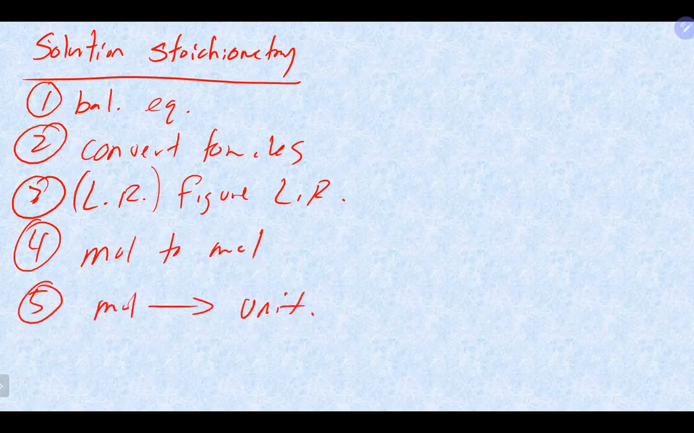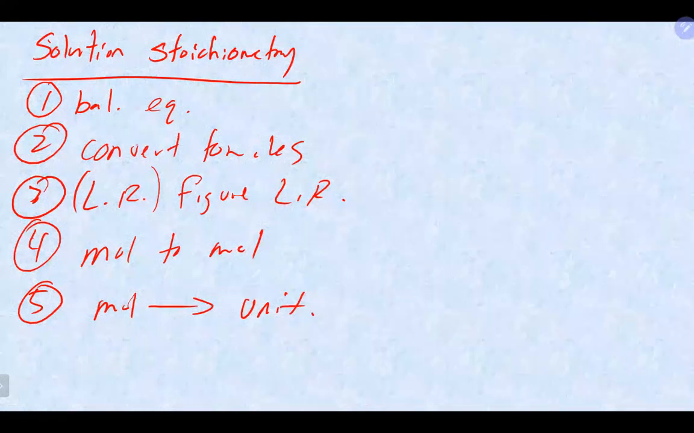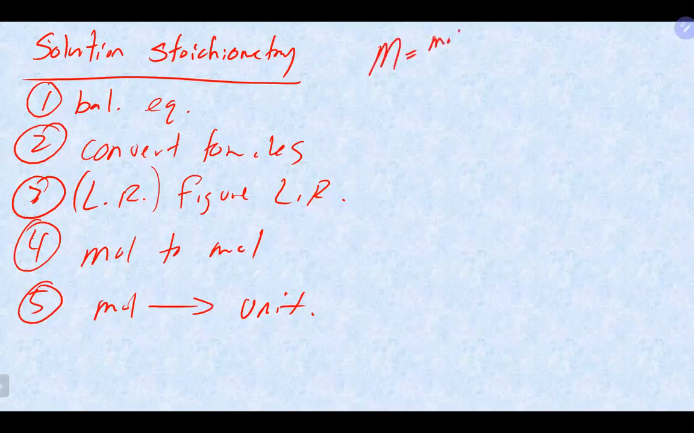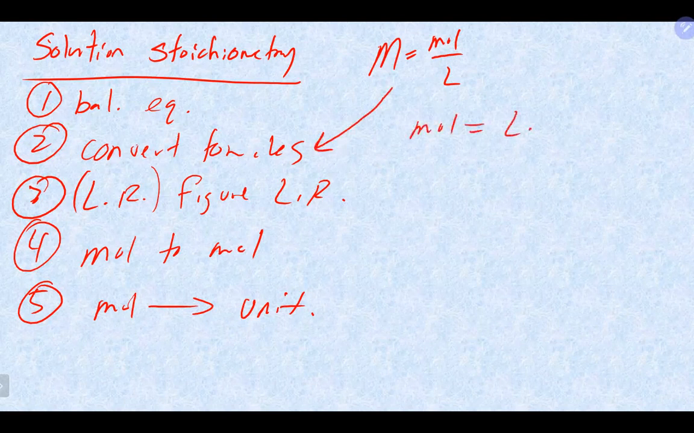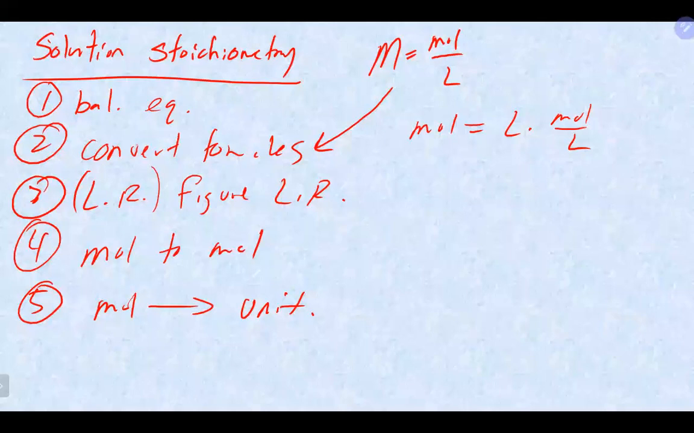The main difference with solution stoichiometry is really how we get to moles and how we oftentimes solve for the final answer. And it really does revolve a lot of times around molarity, which is our moles per liter. So once again, it's very common up front to solve for moles by taking liters times molarity, which is our moles per liter. Once again, you've got to make sure, as we talked about, that you convert the milliliters into liters, which is a common conversion that you need to do.